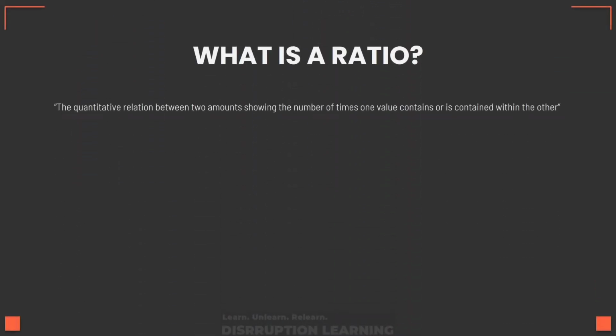Before we start to learn ratios, the first thing to understand is the definition of ratios. When I search on Google, the result that I get is that ratios are a quantitative relation between two amounts showing the number of times one variable or one value contains or is contained within the other. Now, if you're someone who is just starting to learn mathematics, this definition can trouble you. So to break it down in numeric values, let's take an example.